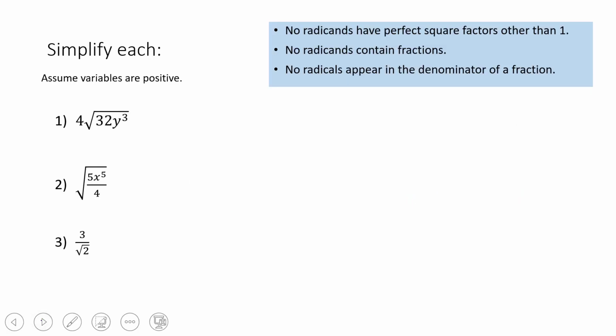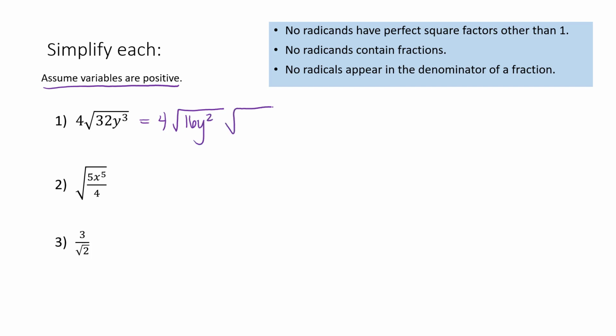Okay, so for now, we're going to assume the variables are positive. Then we'll talk a little bit about if that isn't true. So here, let me think of the biggest perfect square I can think of that divides 32. That's going to be 16. So I'm going to write this as 4, and then the square root of 16y squared. What's left under the square root is just a 2y. So this is just 4 times 4y root 2y. So that's going to be 16y root 2y.